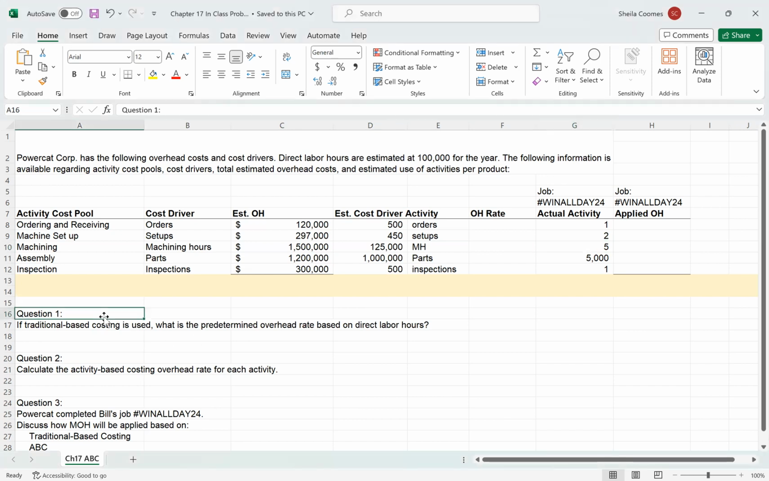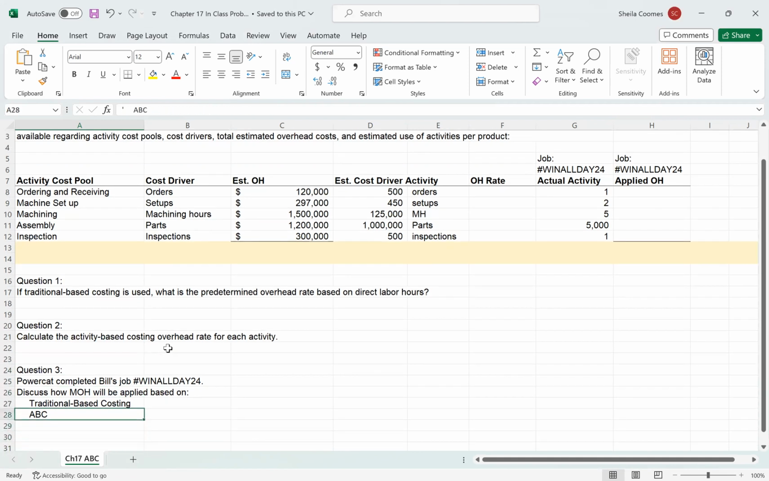It says question 1, if traditional based costing is used, what is the predetermined overhead rate based on direct labor hours? So that part's just going to be practice from what we've already been doing. And then we're going to look at the activity-based costing overhead rates for each activity. And we're actually going to go a step further and apply that in question 2. Now, question 3 is just going to discuss how manufacturing overhead will be applied based on these traditional based costing or activity-based costing factors. And I'm just going to answer those first.